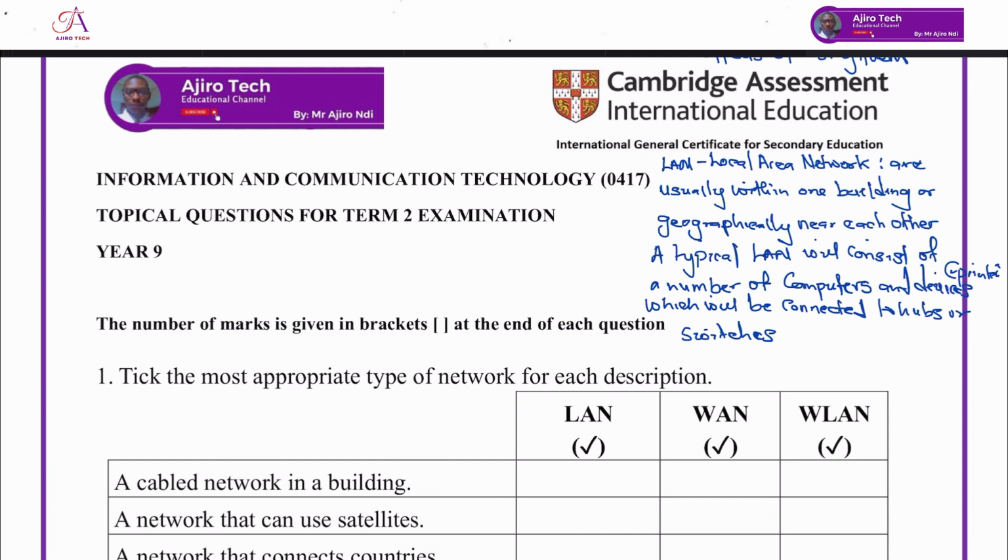Of course they allow sharing of resources, easy communication, and of course we can use them, as a network administrator, to ensure security and ensure the LAN is properly monitored.